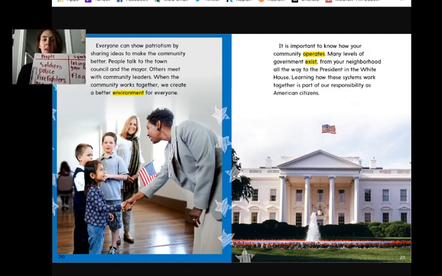Good. Any symbols or people that show patriotism on that page? Take a look and see if you can add anything. Something you might add. Anything at all.